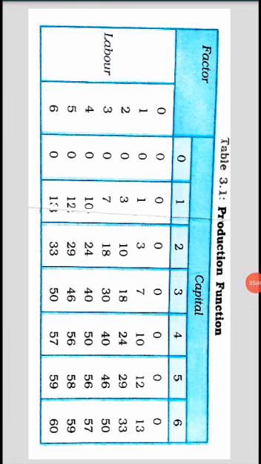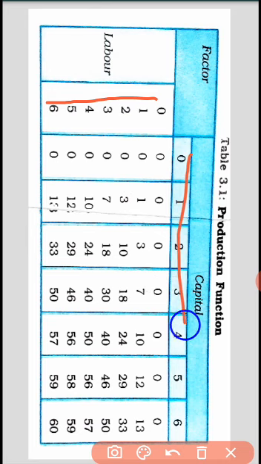So here, if we are moving downwards, that means we are using more and more labor. If we are moving in this direction, that means we are using more and more of the other factor, that is capital. For different values of the two factors, the table shows the corresponding output.